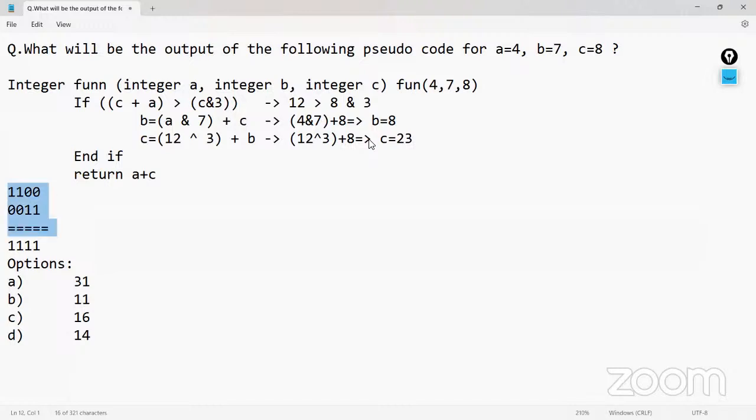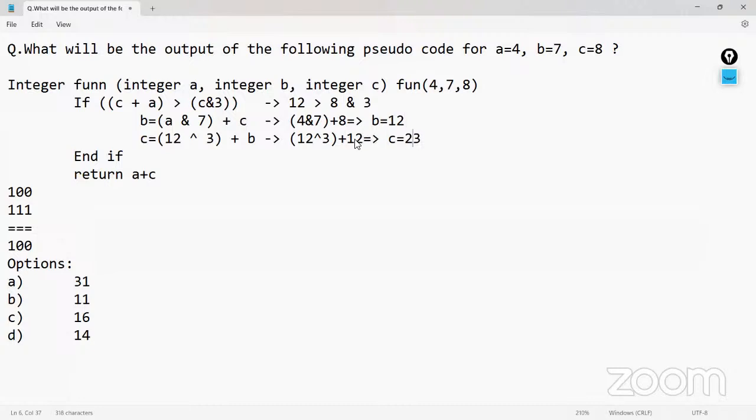So 4 and 7, let me calculate that. 4 means 100 and 7 means 4 plus 2 plus 1. The binary of it is only 100, that is 4, and 4 plus C, that is B, becomes 12 right here. Yes, the value of B is now 12, and 12 XOR 3, that is 15, there is no doubt. Only we have to add here 12.